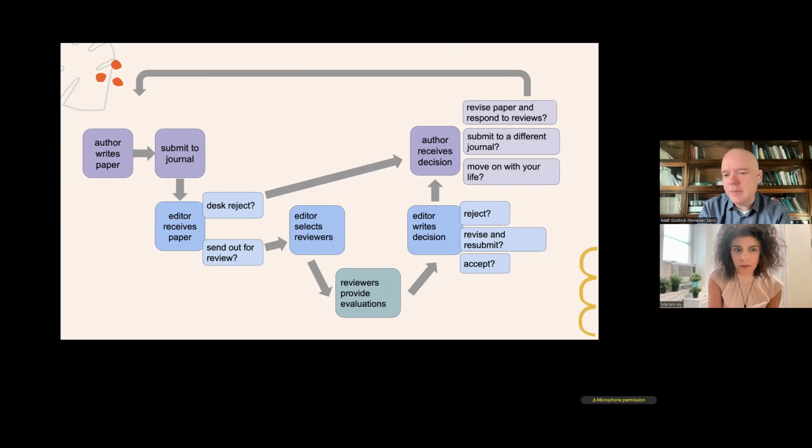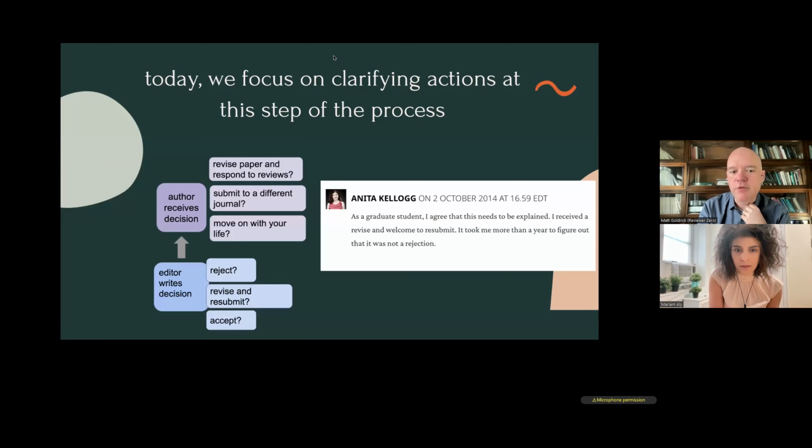Are there any questions about any of this? I know it's a kind of complicated flow chart. Okay, we can return to questions you might have later. What we're going to be focusing on is this part. The editor writes a decision, and then how do you deal with that?